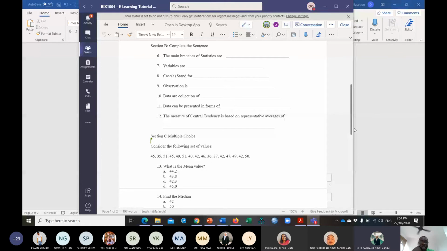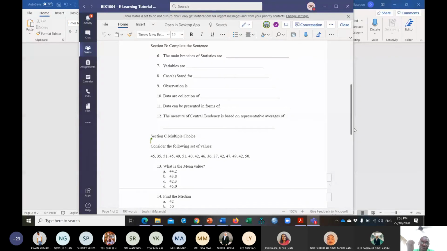Cases. Case or cases stand for individuals in the sample. Very good. The individuals in the sample that is being studied. Observations. Observations stand for the response or record of a variable on each case. Yes, recorded values for variables are observations.